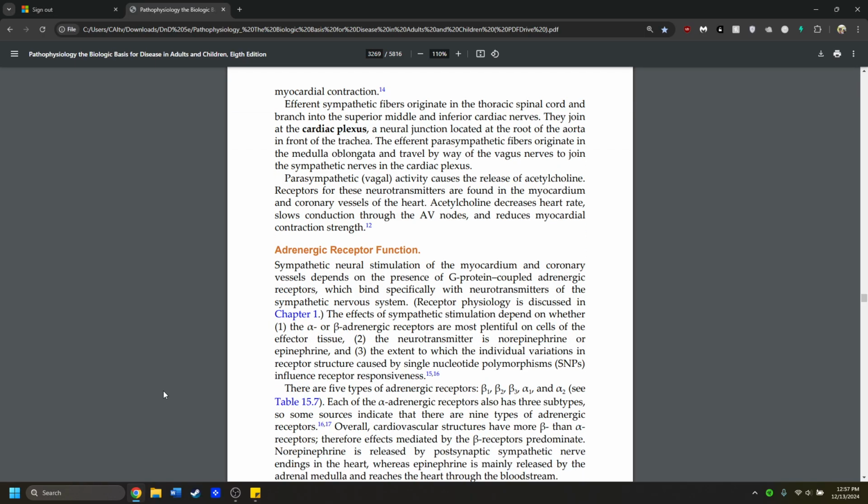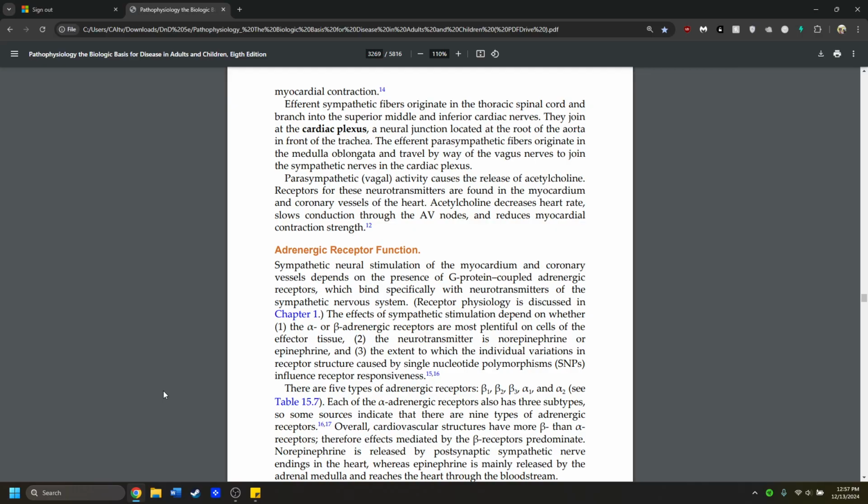Efferent sympathetic fibers originate in the thoracic spinal cord and branch into the superior, middle, and inferior cardiac nerves. They join at the cardiac plexus, a neural junction located at the root of the aorta, in front of the trachea. The efferent parasympathetic fibers originate in the medulla oblongata and travel by way of the vagal nerve to join the sympathetic nerves in the cardiac plexus.